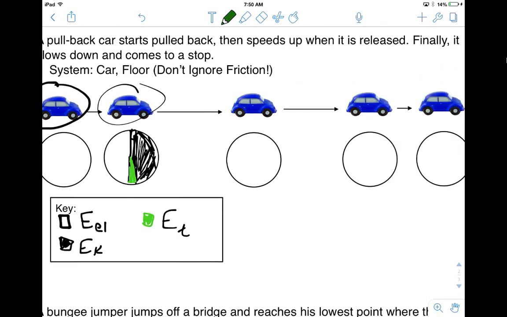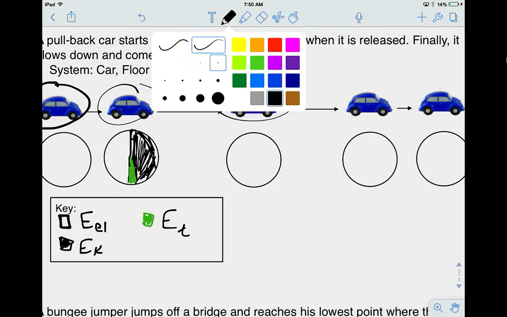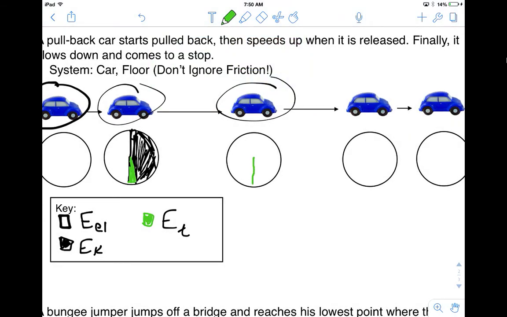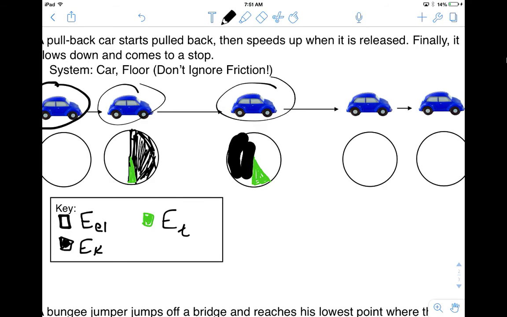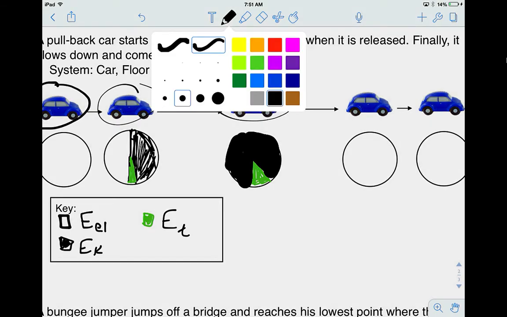Okay, now over here. Once this thing is going full speed, there is no longer any elastic potential. The elastic is all gone. Now it's all kinetic except for a little bit more thermal as well. So let's draw my thermal first. The longer it goes, the more thermal it has. So notice my slice of thermal here is bigger than my slice of thermal there. And then everything else is kinetic. So it's mostly kinetic with a little bit of thermal.